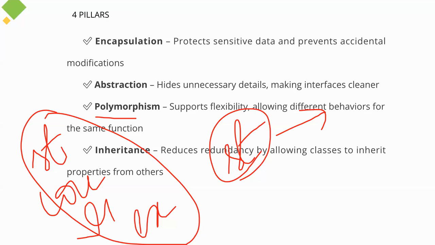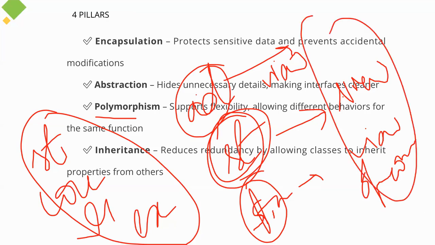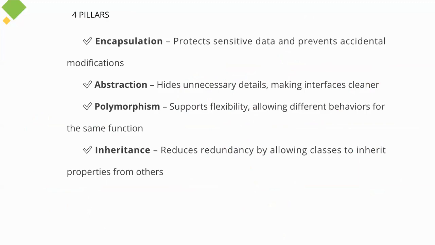If a faculty comes, the function is the same, viewing results, but based on the input parameter, it may be a student, faculty, or an admin. If an admin comes, he gets access to everything, right? If a faculty comes, he views the results of the complete class, right? So viewing results is the same function. Based on the input parameter, the output varies. This is called polymorphism. So it supports flexibility, different behaviors for the same function.